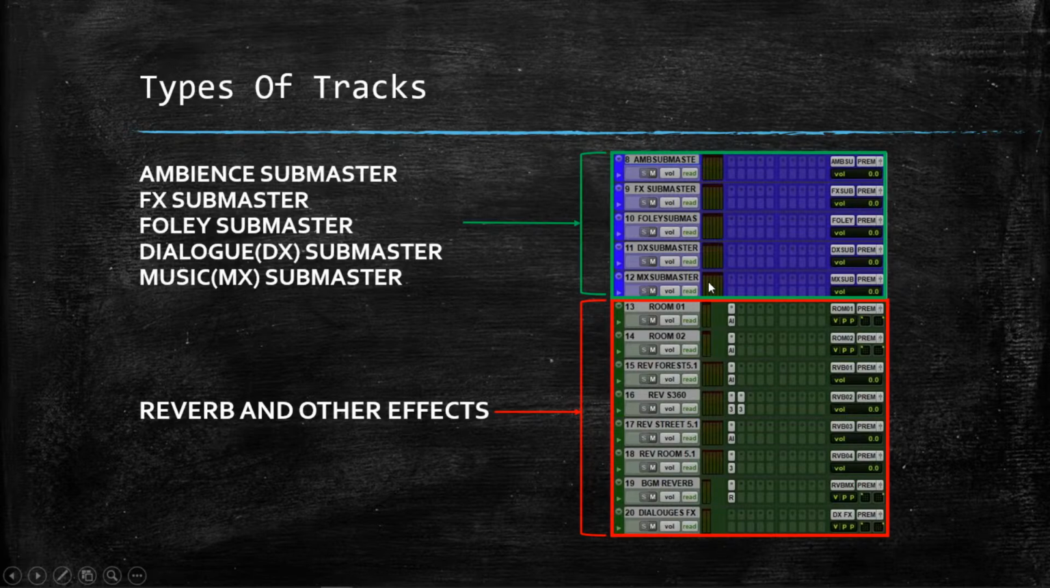So the reason we use submaster is you can add some kind of processing as a whole. So while doing dialogues, we add compression so that we don't peak or the dialogue isn't so loud. So we add compression into the dialogue submaster so that it's affected to the whole, all the tracks or all the clips in the dialogues.